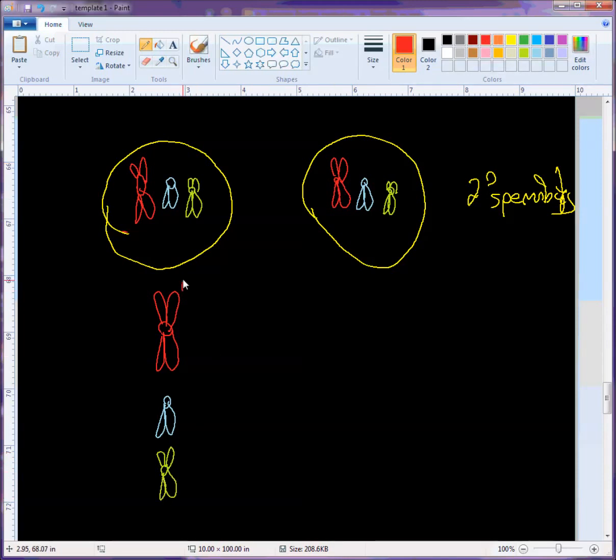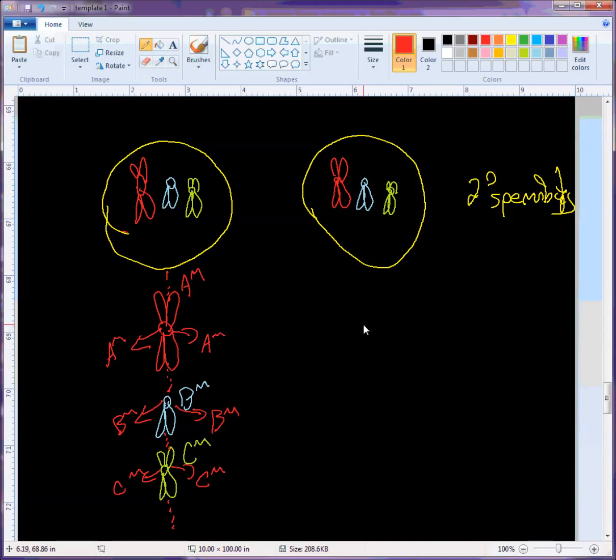And I'll label these now. So we decided this was A from mom, this was B from mom, and this was C from mom. Now this is how they would align on the metaphase plate during metaphase 2, meiosis 2, and the chromosomes would split, and you'd have essentially an A from mom going this way, A from mom going that way, B from mom this way, B from mom this way, C from mom this way, C from mom this way.